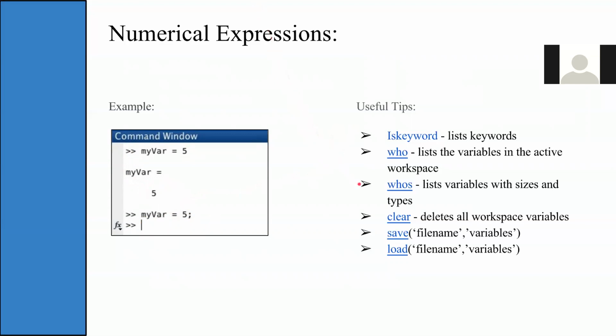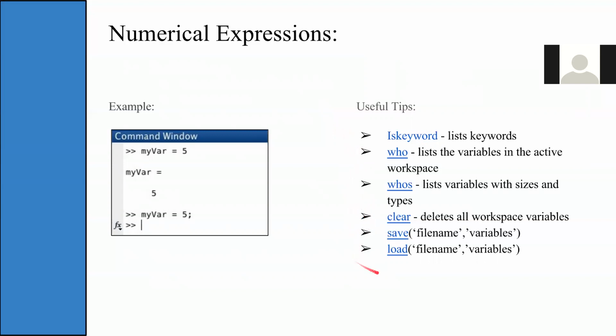Additionally, there's some good functions that you can use that Matlab has stored. IsKeyword will tell you some keywords that you shouldn't use for variable names, such as continue. Who and whos will tell you the types of variables that you have, whether they're integer, strings, their size, are they empty, anything that might be helpful perhaps if debugging. Clear will remove workspace variables.